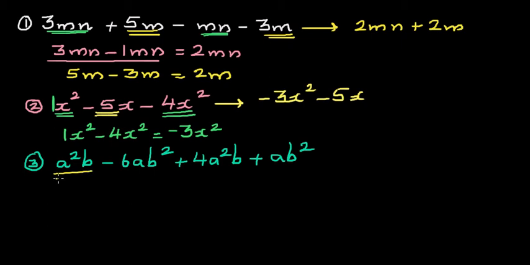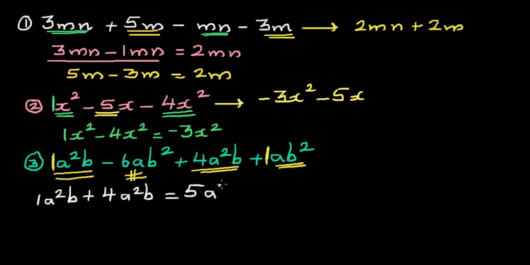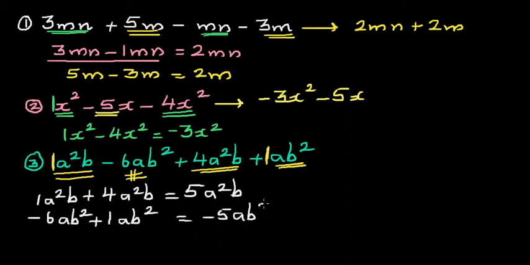So this is 1 lot of a squared b, and this is 4 lots of a squared b. This is one group of minus 6ab squared, and this is plus 1ab squared. So let's write it out like this. So this is 1a squared b plus 4a squared b, which will give me 5a squared b. And then let me write this out. Minus 6ab squared plus 1ab squared, which is minus 5ab squared. So the final answer is 5a squared b minus 5ab squared.